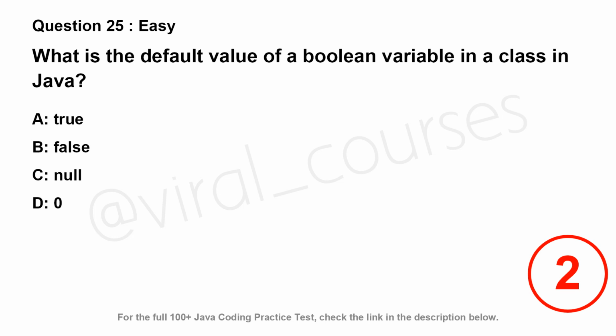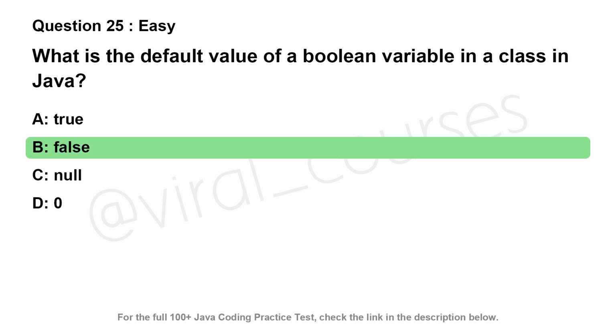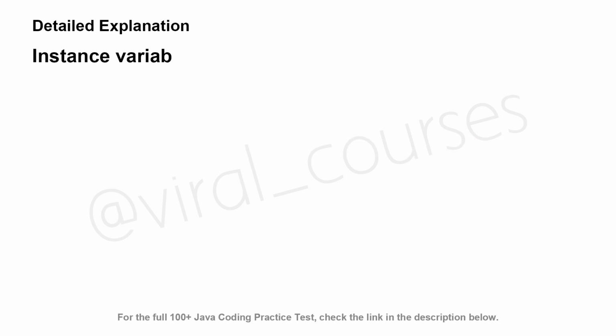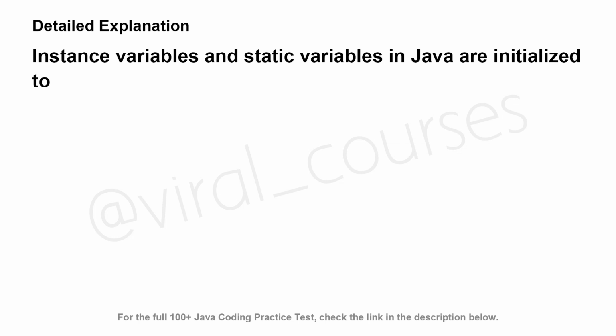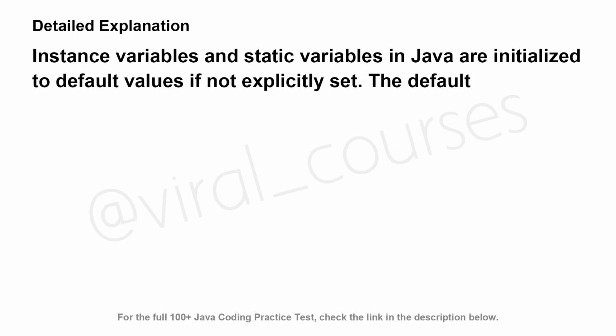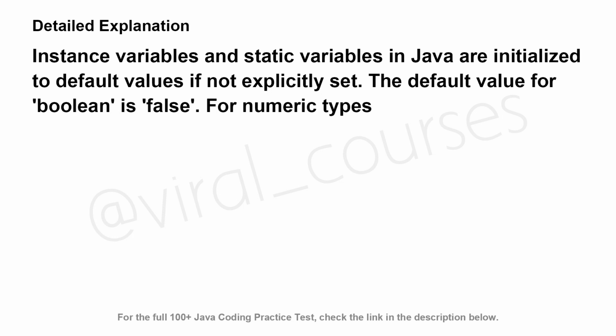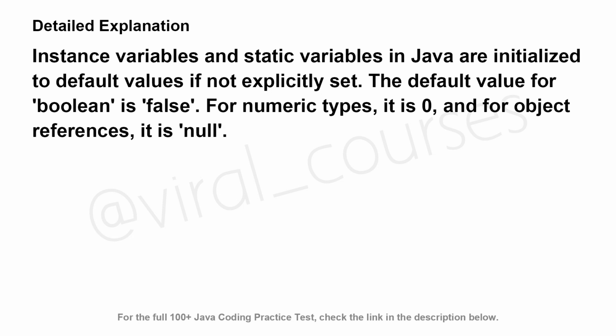The correct answer is B. Instance variables and static variables in Java are initialized to default values if not explicitly set. The default value for boolean is false. For numeric types, it is 0. And for object references, it is null.